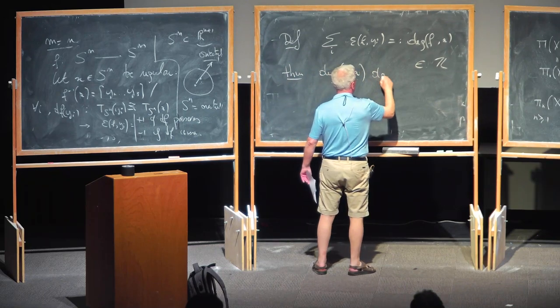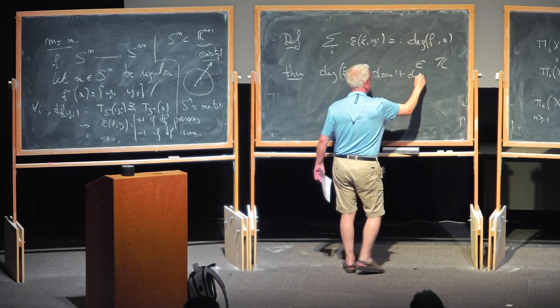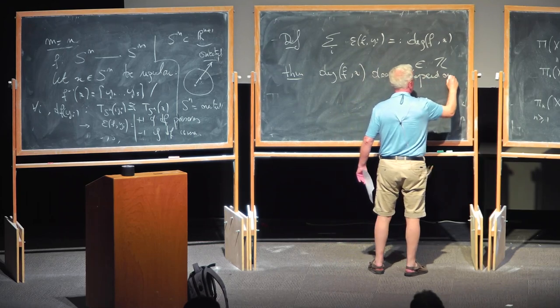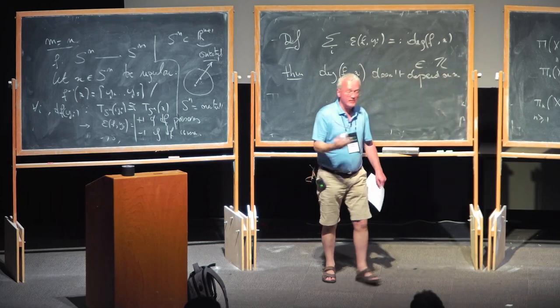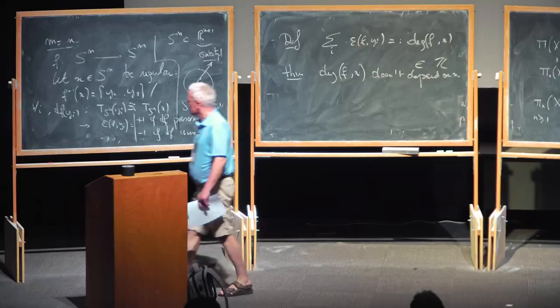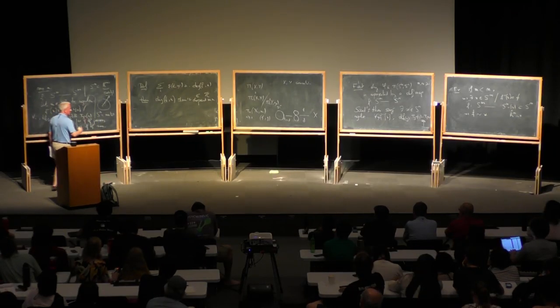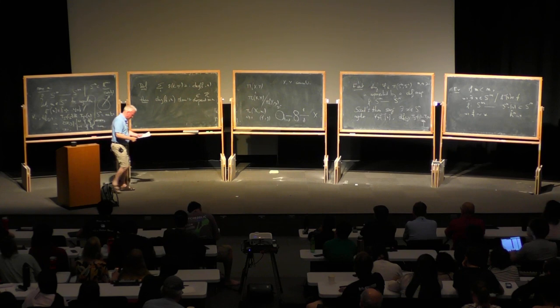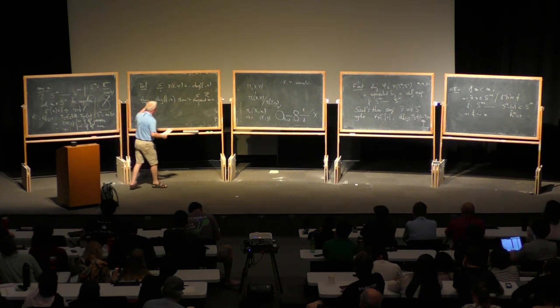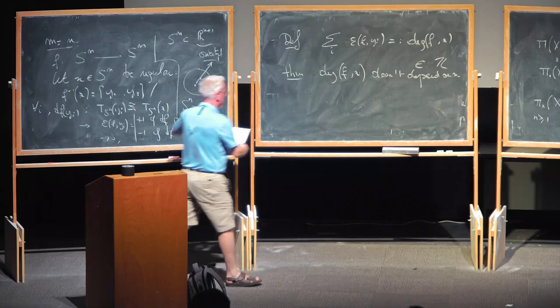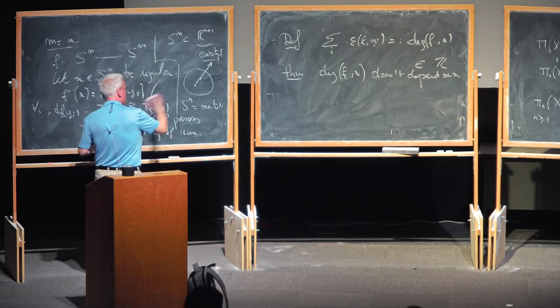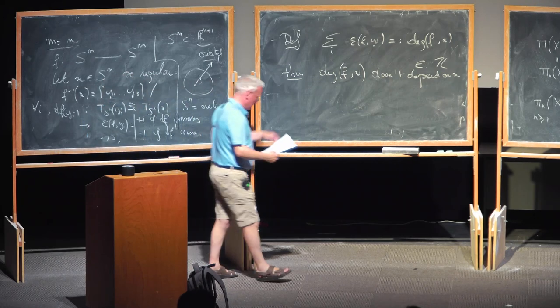Doesn't depend on x. So this defines the map from the homotopy class of maps from Sn to Sn to Z. Okay? And to prove it's an isomorphism, you have to reinterpret everything and check this is really the computation using Hopf's theorem and so on.